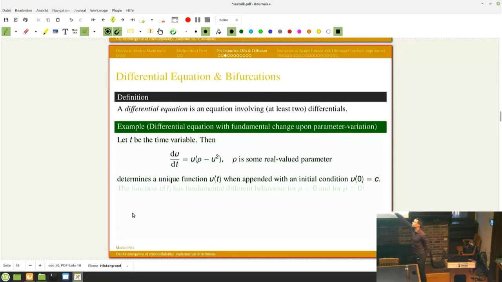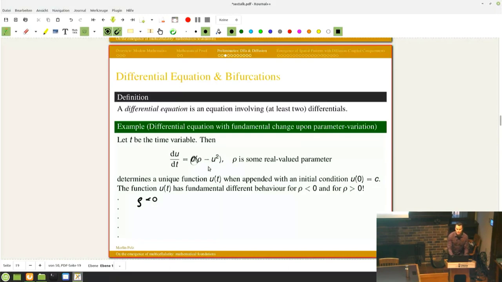Okay, this always has to be appended with an initial condition. Otherwise, we would solve for a family of solutions, and if we put in an initial condition, then we solve for a unique solution. Okay. This has fundamentally different behavior for rho smaller than zero or bigger than zero. And why is that? So for rho smaller than zero, the time derivative, the change in time, can only be zero if u itself is zero, because if rho is negative, then it cannot make this bracket zero, right?